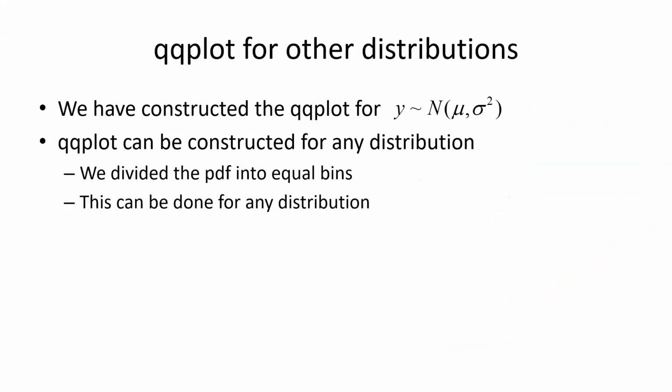On closing, I want to mention that the qqplot, you always find it just for the normal distribution. In principle, this can be done with any distribution, because all we did is we looked at the probability mass and we divided it into equal bins with equal probability mass. You can do that for other distributions also. It's just I think I've never seen one being used other than for the normal distribution.